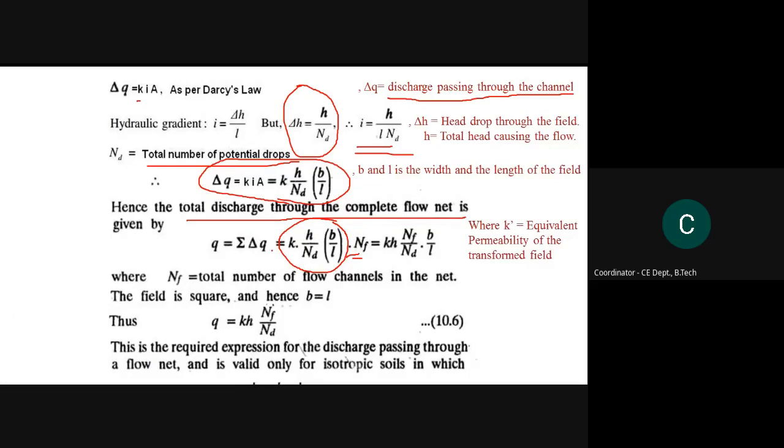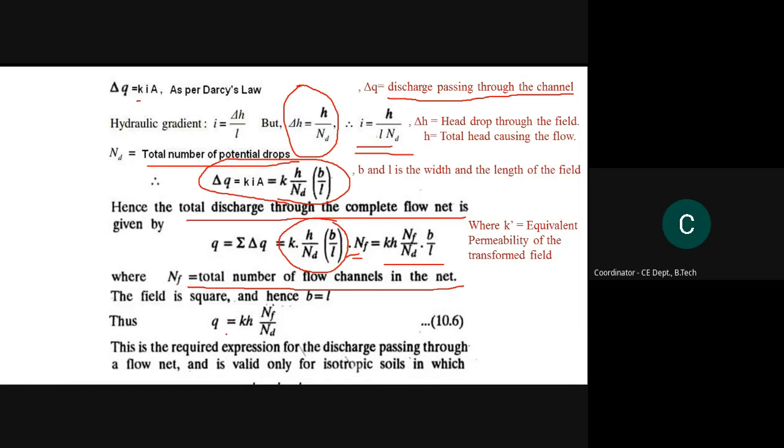So rearranging this equation, we can write it in this manner, which is KH into NF by ND into B by L. So we can write Q equal to KH into NF by ND into B by L, where NF is the total number of flow channels in the net, and ND is the total number of potential drops. Multiplying these two terms, we are actually getting the total discharge.